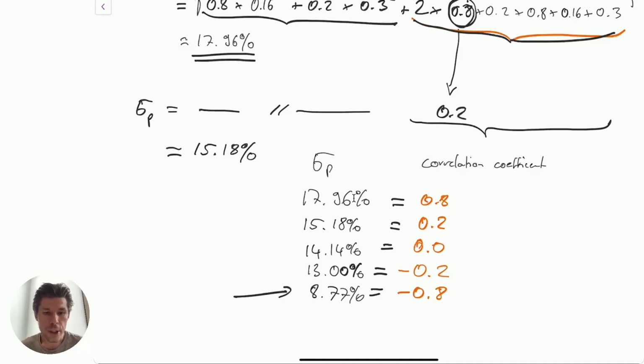So lower correlation reduces overall portfolio risk, with the lowest risk in our example with minus 0.8. Negative correlation provides very strong diversification benefits, and the expected return in our example remains constant at 12% because correlation only affects risk, not return.